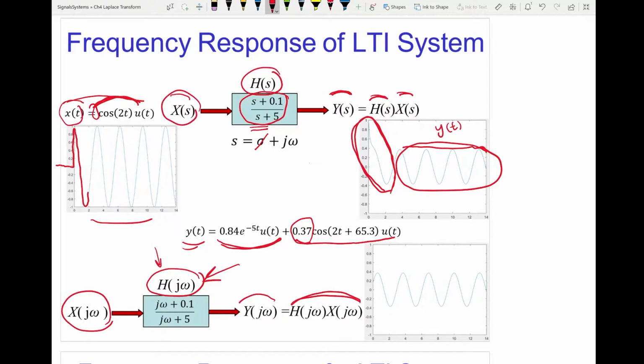And what kind of output will I get if I use the frequency analysis? I will get only this part, and if I plot it, it will be this one. So what am I missing? I am missing the transient response, this part.